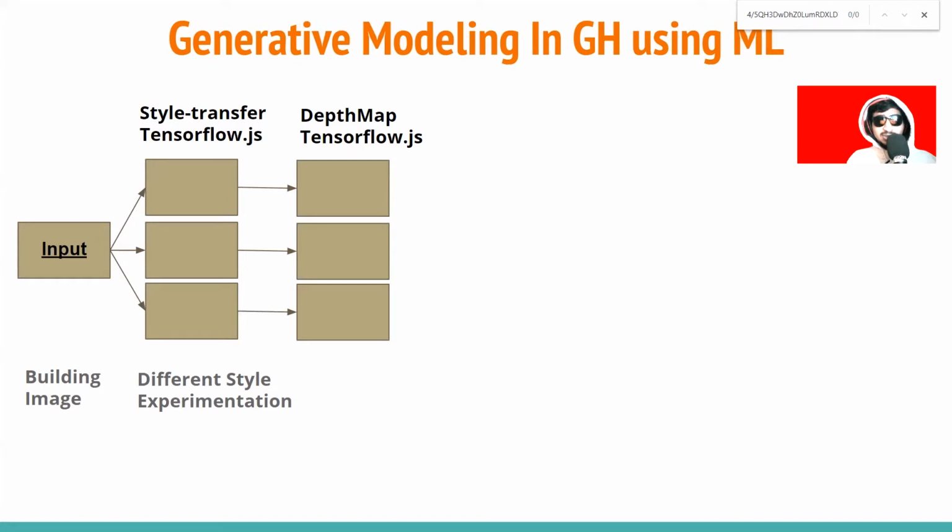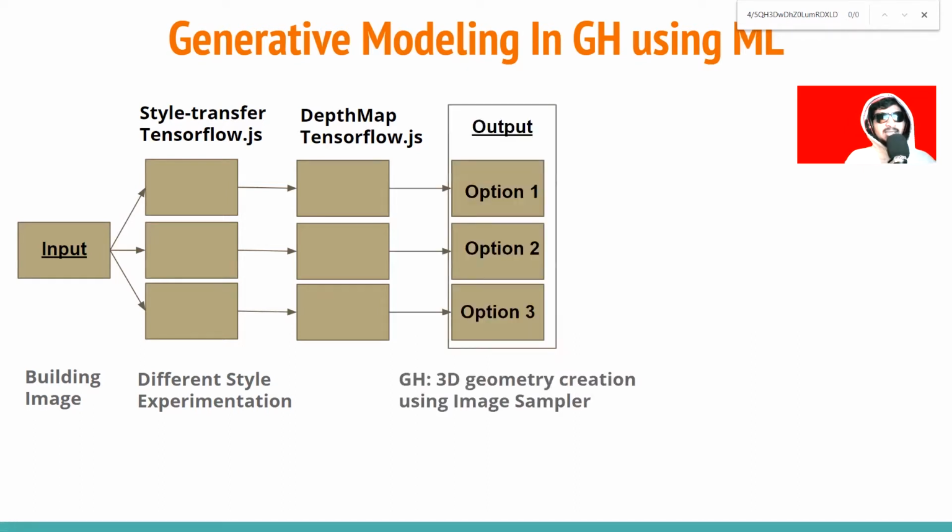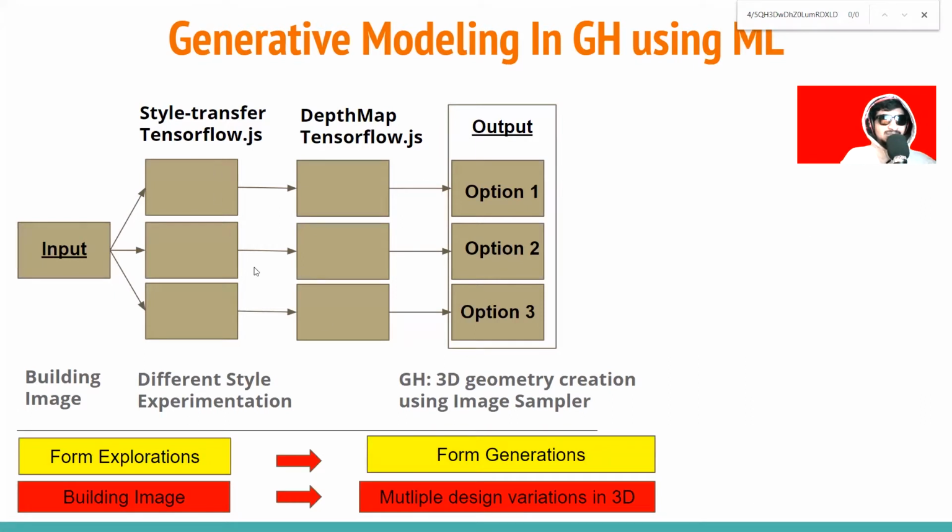output of that operation will be used as input for another machine learning algorithm which will create depth map images, and then that output would be used to create 3D geometries using image sampler. So this aspect of the workflow deals with form explorations, and this aspect deals with form generations. So you start with one single building image, and then you can generate various different stylized 3D geometries.